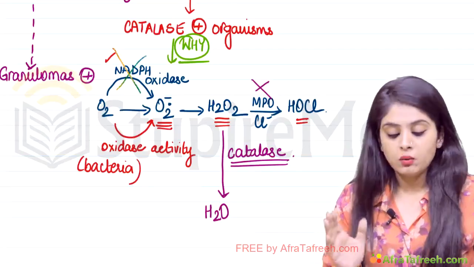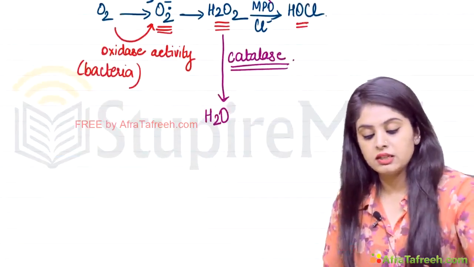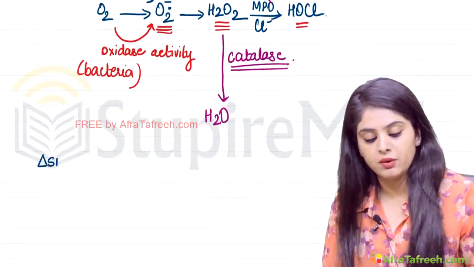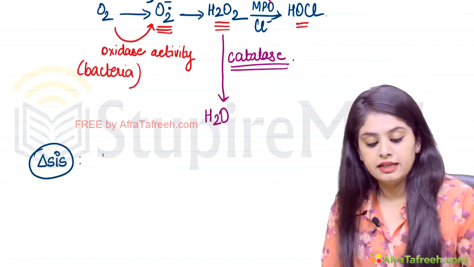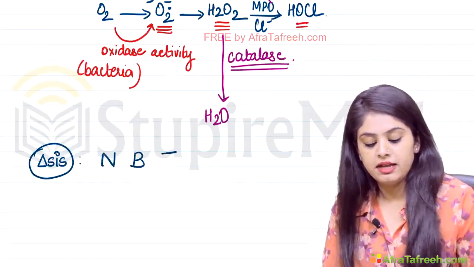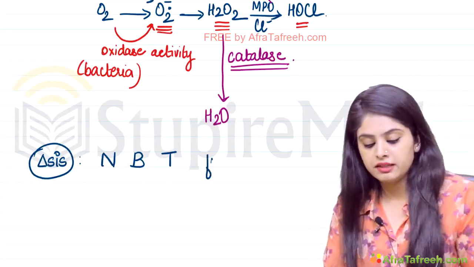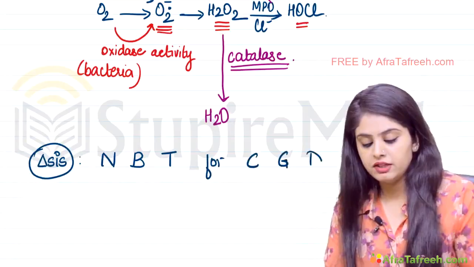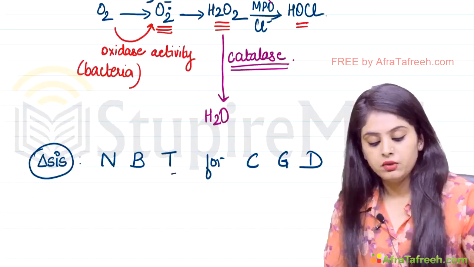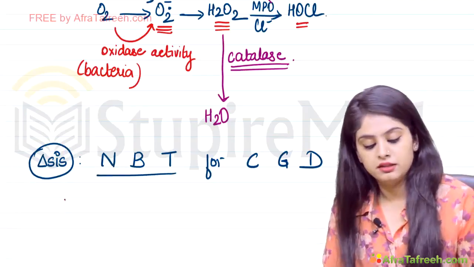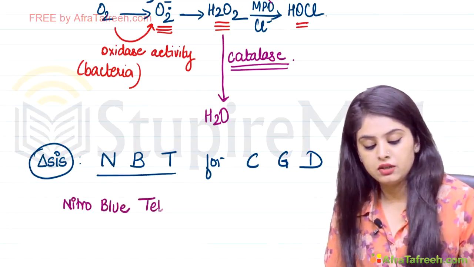Now, once you've understood the concept of this particular thing, the question that tends to be a favorite with the examiners is how are you going to do the diagnosis? And remember students, there is one test, NBT. So 3 letters N, B and T will be a test for which disease? The disease having 3 letters C, G and D. So 3 for 3. What you need to know is what is this NBT? This is nitro blue tetrazolium.